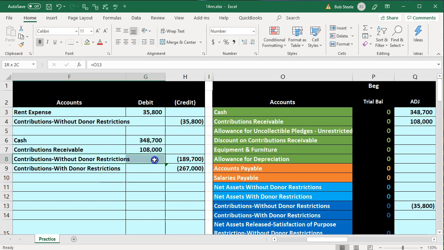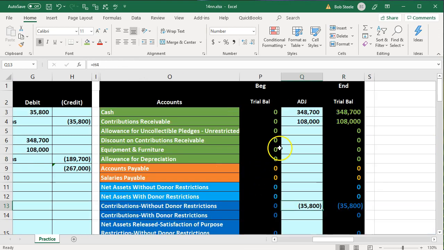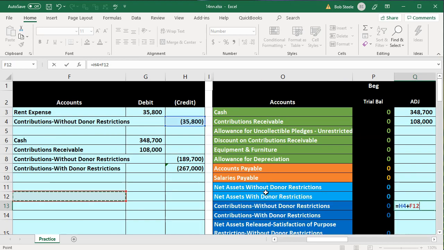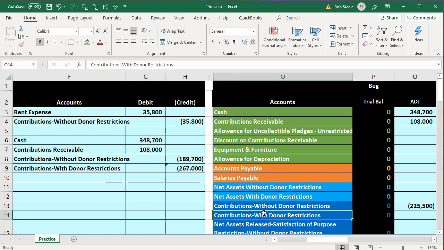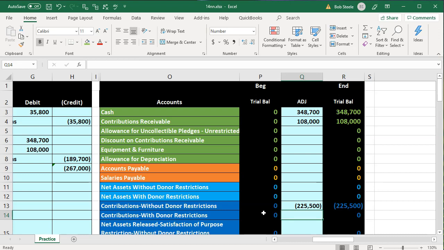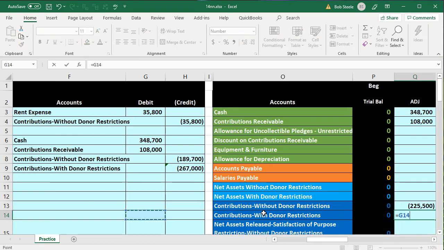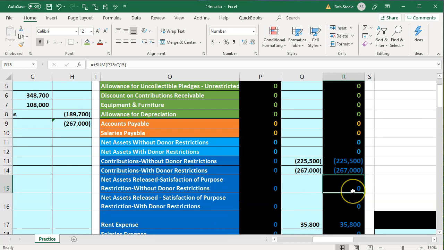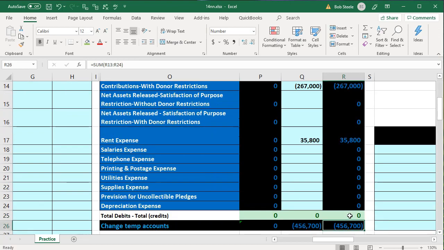Then we have the contributions without donor restrictions. That's going to be down below. We have contributions without donor restrictions, our primary revenue type of account. We are in cell Q13. Something is in it. We'll double click on it, go to the end of it and say plus, put the cursor back down, and then scroll over and pick up that 189,700 and enter. And next we've got the contributions with restrictions. That's going to be right underneath it. We are in cell Q14, equals, and we'll scroll over and pick up that 267,000 and enter. So there we have that. That should put us back in balance, indicated by the green zeros.